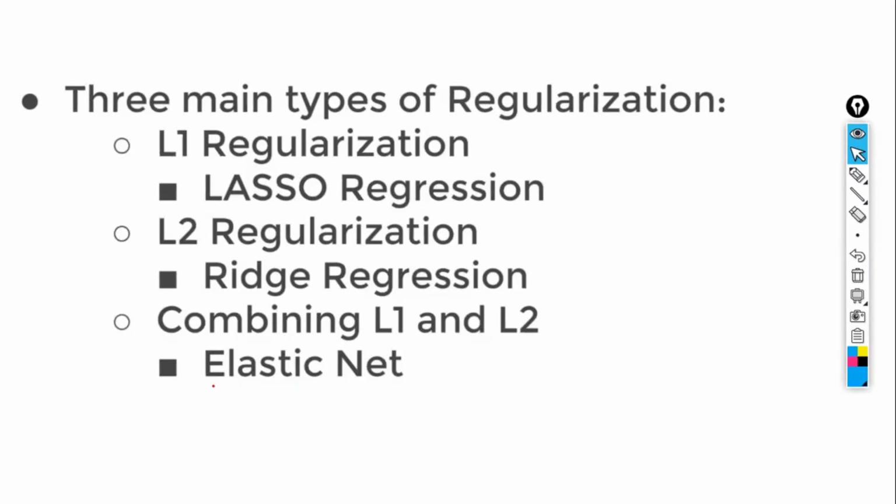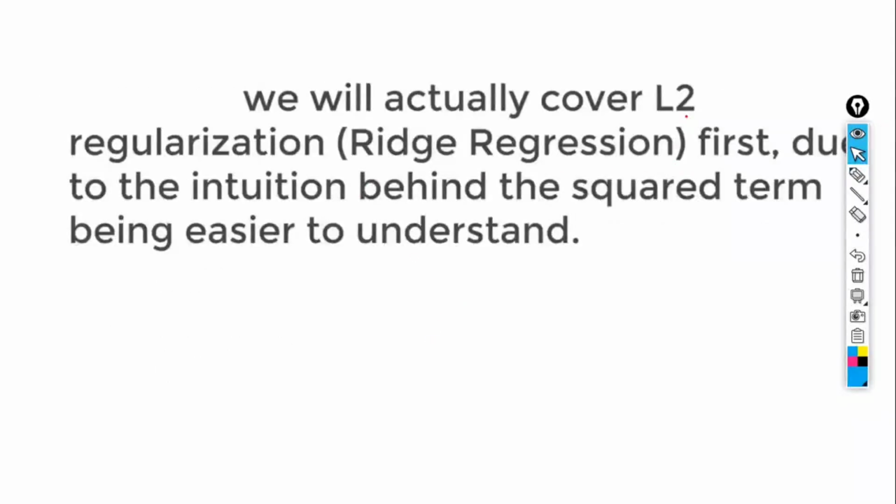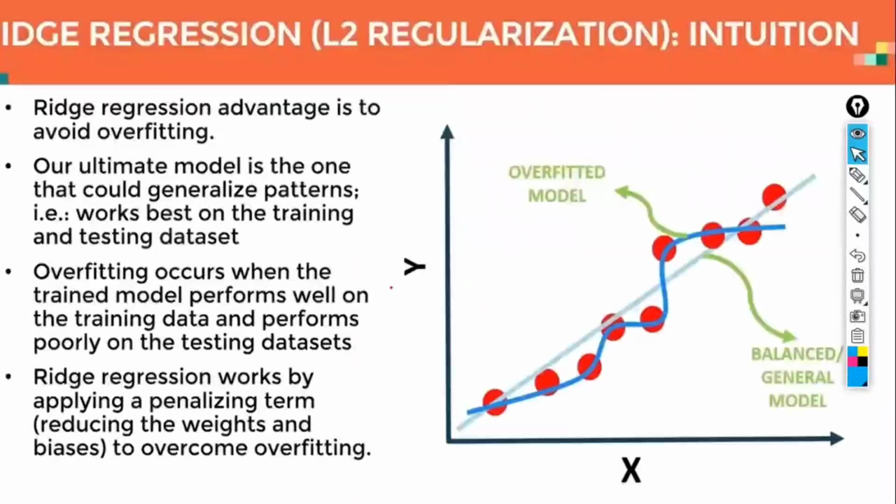We should not say L3. There is no name called L3. It is just a combination of L1 plus L2. Now, let us start understanding one by one. First let us start with L2. We cover L2 first because it is easy to understand with respect to the concept.